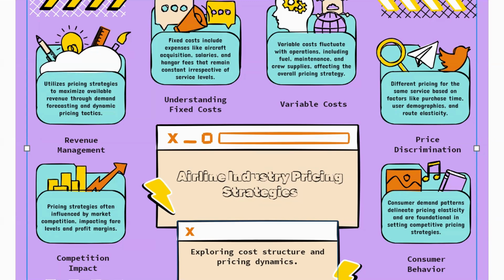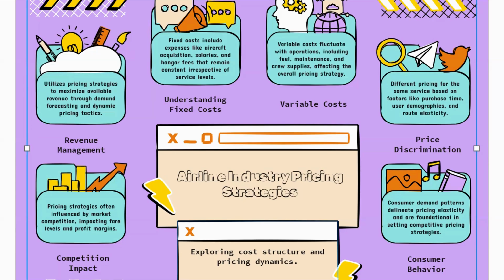Say in a particular route, if the demand for tickets is very high, obviously the ticket prices will be higher. On the other hand, if demand falls below normal, the ticket prices would also fall below normal, only then would the aircraft be able to sell its tickets. So consumer demand patterns significantly delineate the overall price elasticity and act as a foundation, especially for setting competitive pricing. Also, there's a significant price discrimination when it comes to the airline industry.